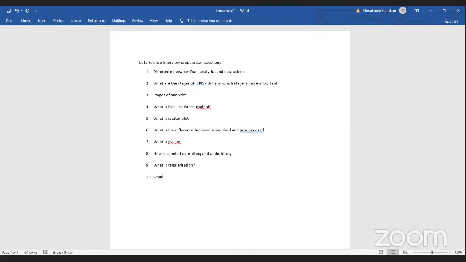Our next question, what are the types of biases that can occur during sampling? Selection bias, undercoverage bias, and survivorship bias.